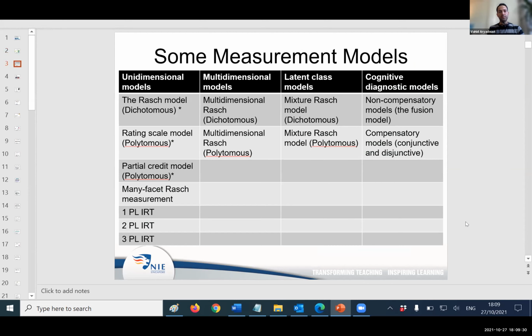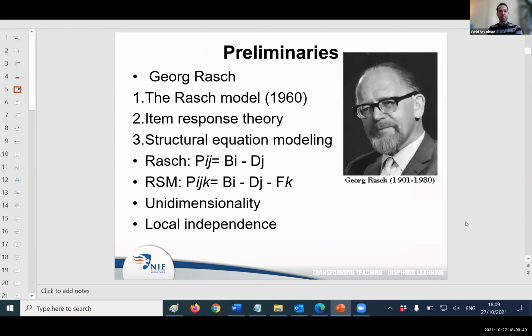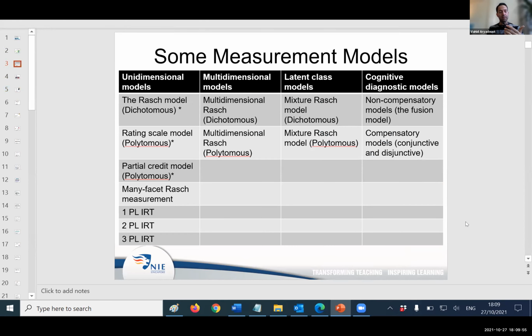There are some measurement models that stem from Rasch measurement itself. As I will explain later, George Rasch is this gentleman, and he's the person behind what we call Rasch measurement. His basic model is this one, the first model that he proposed. But this model was extended over time, and now we have a lot more members of the family of Rasch measurement.